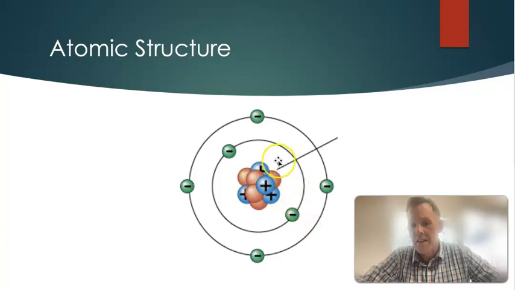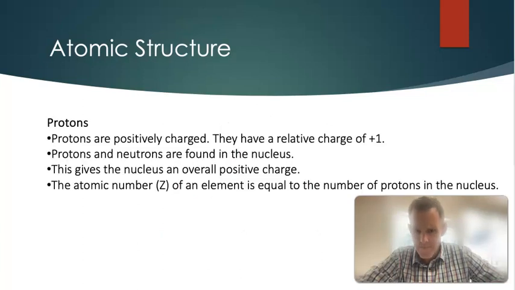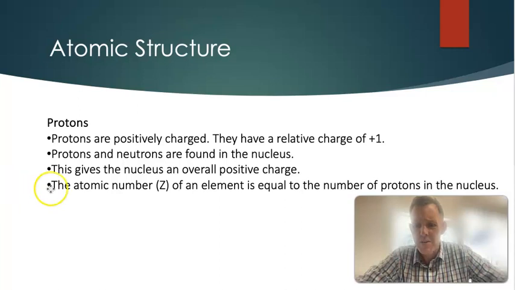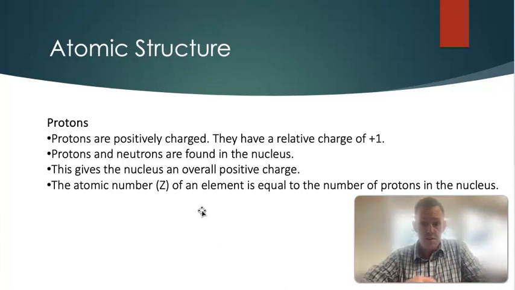Your smaller electrons are found in shells or orbitals around the nucleus. Now, what do we need to know about each of these subatomic particles? Well, each subatomic particle has a relative charge. Okay, so protons have a relative charge of +1. So if there's one proton in the nucleus, it's +1. If there's two protons in the nucleus, it's +2. If there's 7, it's +7.